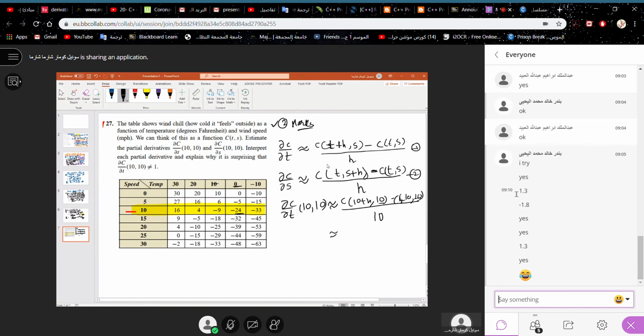How much is this? C10 is how much? This is your C10, right? So this is minus 10, minus 9 upon 10. And this value C10 plus H and 10.